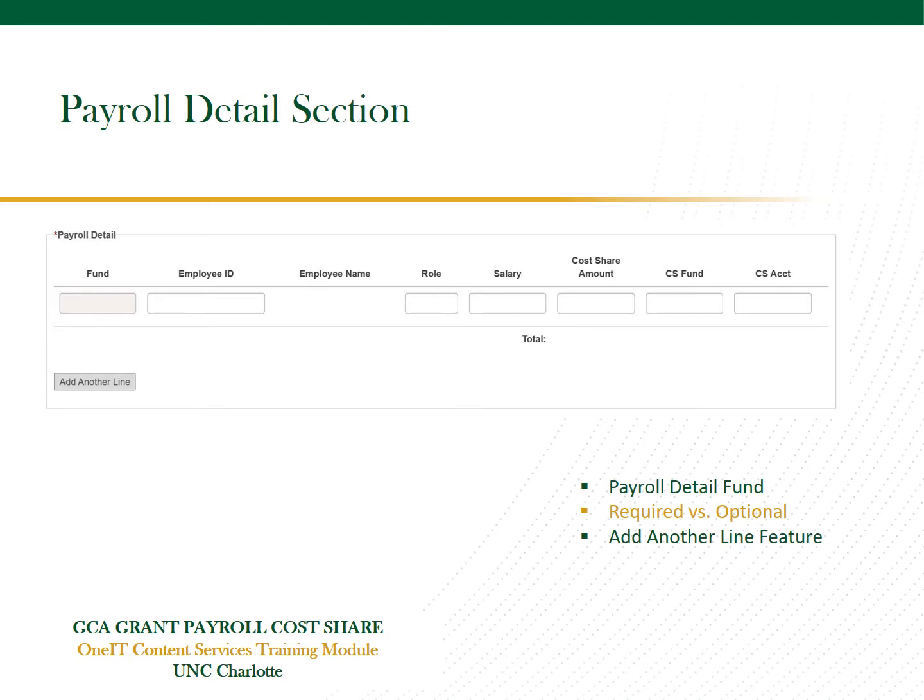The next section is the payroll details section. If you look on here, you see the fund text box is grayed out and the rest of them are white. The grayed out indicates that it is pre-populated automatically for you. So based off of the project number that you submit, the fund number will be automatically inputted into this form. You do not have to enter that. If you look below, there is an add another line button. This enables you to submit more than one cost share amount at a time, and we'll look at that on the next slide.